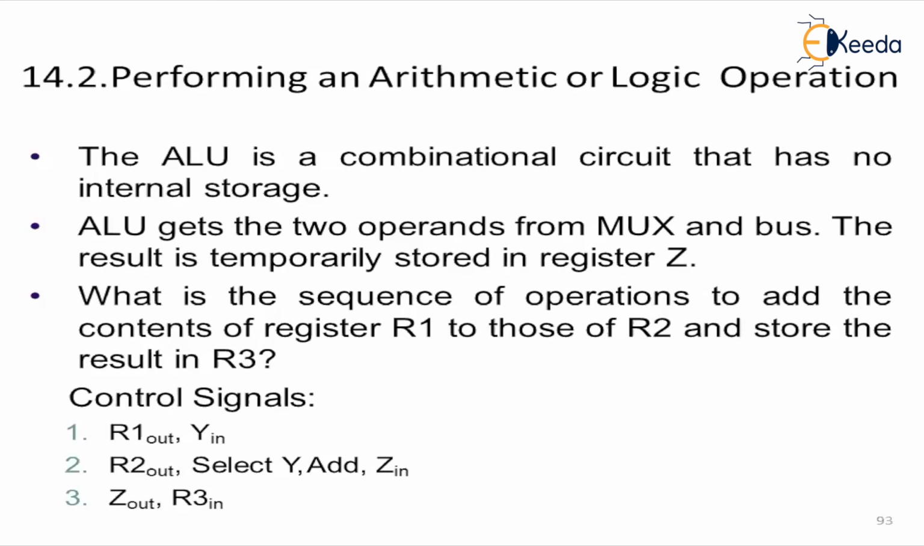The different sequence we will be following for this example is R1 out, comma Yin. Now your signal is being stored in Yin. Thus the R1 signal is being stored in Y. Then you will give the same instruction, R2 out, and select Y. Now why have you selected Y? Because the contents of R1 are stored in Y.